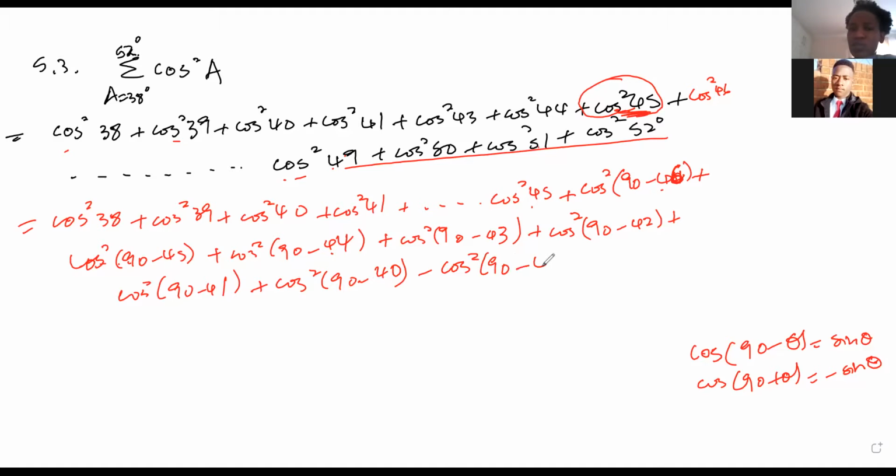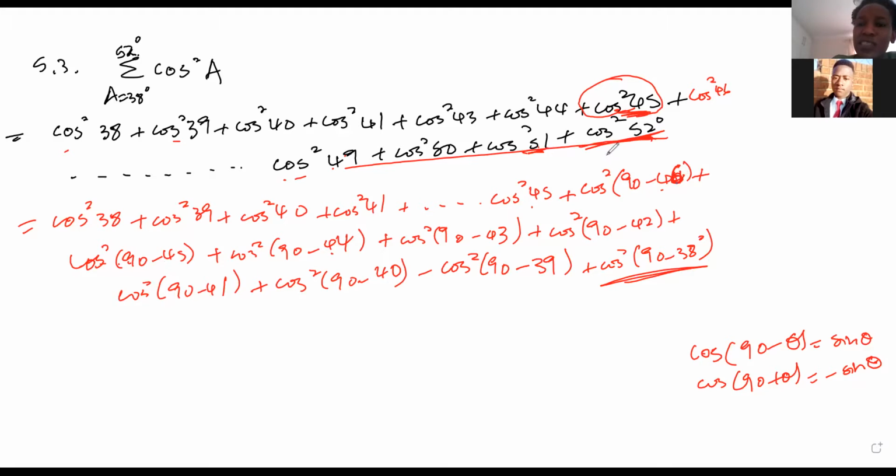What is 90 minus 51? 39. Plus cos squared 90 minus 38. That's the last one, 38 goes with the 52. So what I did here is just rewrite this in terms of 90 minus the last ones after 45.